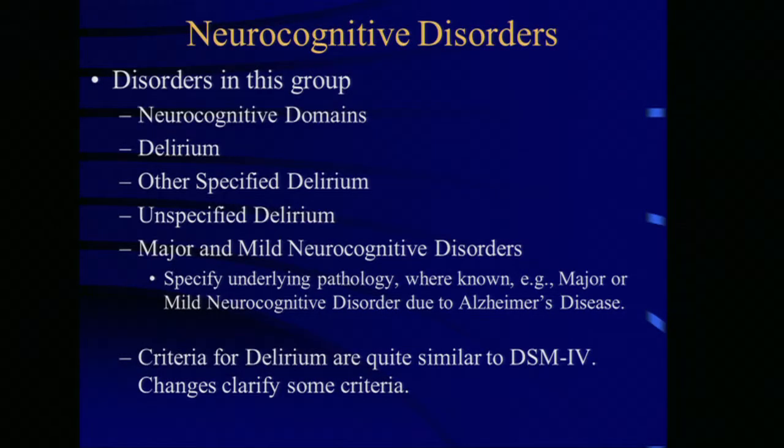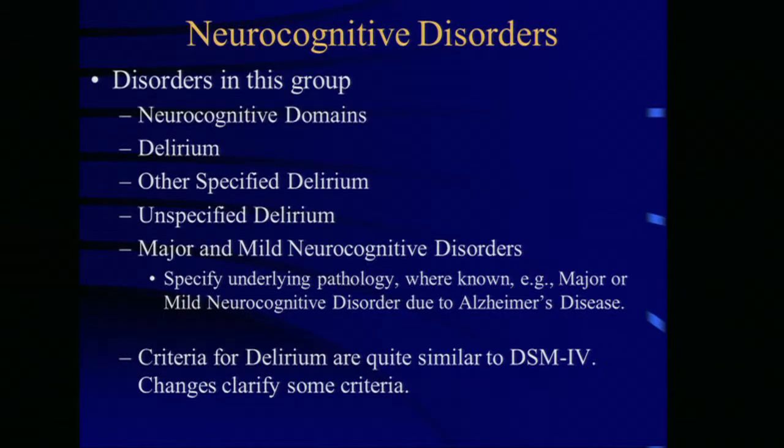So, neurocognitive disorders. There are some fairly substantial changes to this section. First of all, what do we have in here? There are 6 domains identified in the neurocognitive domains. Delirium is pretty much the same as it was before. Then we have major and mild neurocognitive disorders. We don't have a condition called dementia anymore.